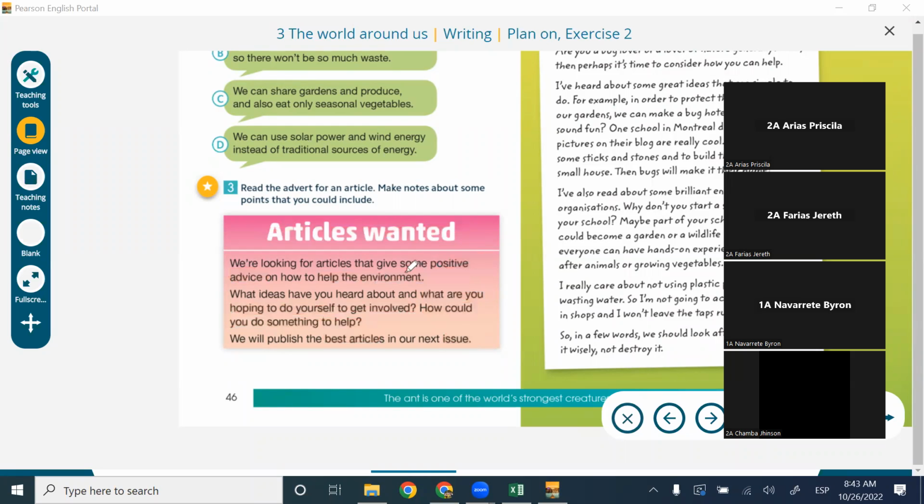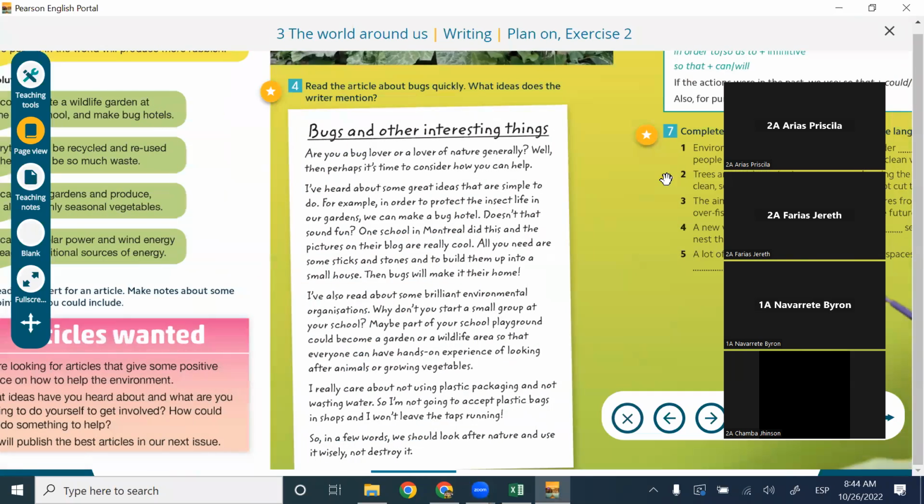It's important to remember positive advice, suggestions to help the environment, ideas, what are you going to do to get involved, to belong? What is to get involved? To participate, to help. Okay, so how can you do something to help in this case? Here we have an example. Attention to this. Here we have an example about specifically what to do.